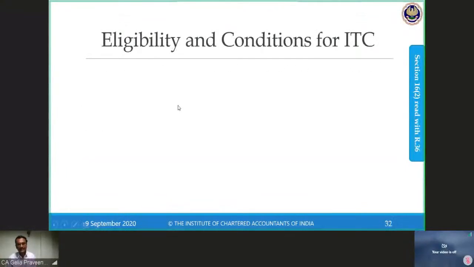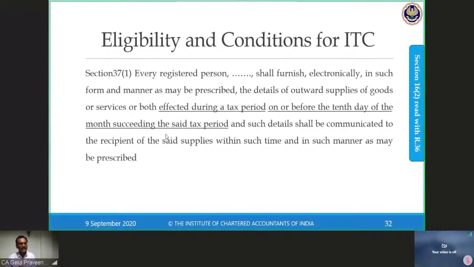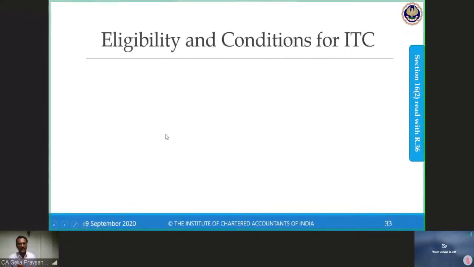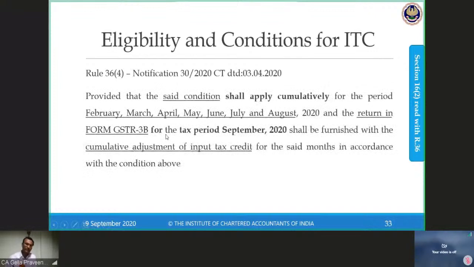Now, coming back to my presentation, Rule 36, Rule 37, Section 37 also I have explained. Rule 36, Sub Rule 4, Notification 30 of 2020. This is one another amendment, which has come on 3rd April. My original notification came in October, applicable for this November attempt, and this Notification 30 of 2020 came on 3rd April. Also a very valid question for your November attempt. First, let us read the English and I'll clarify.